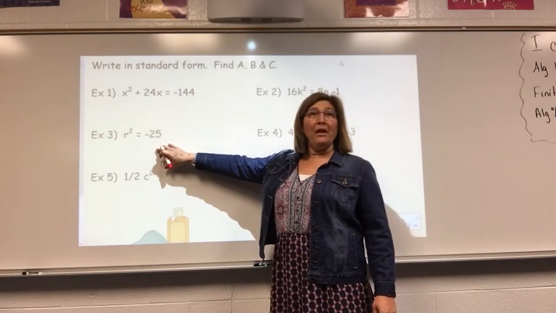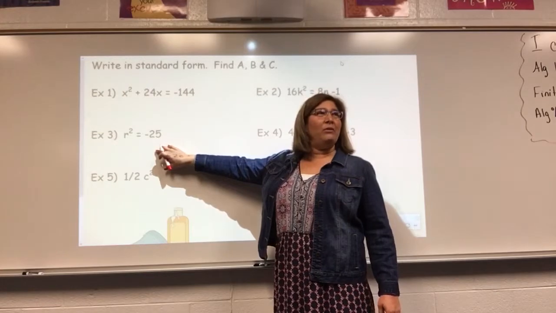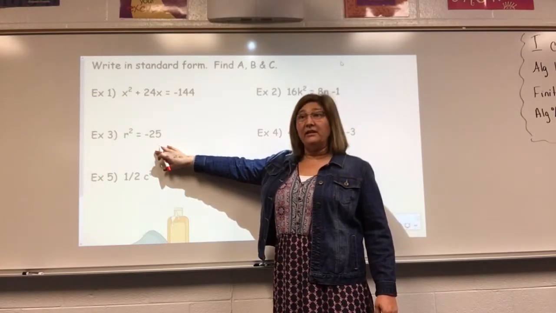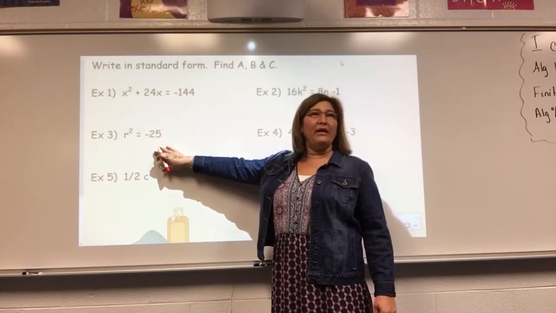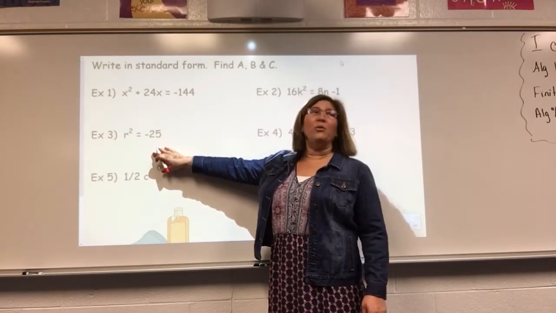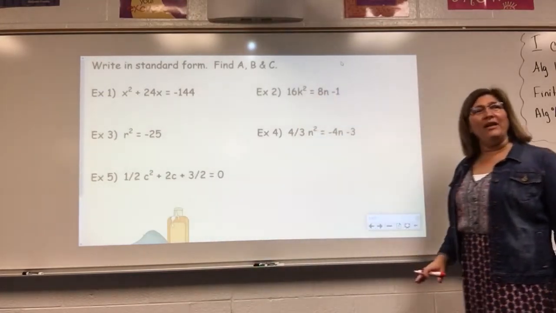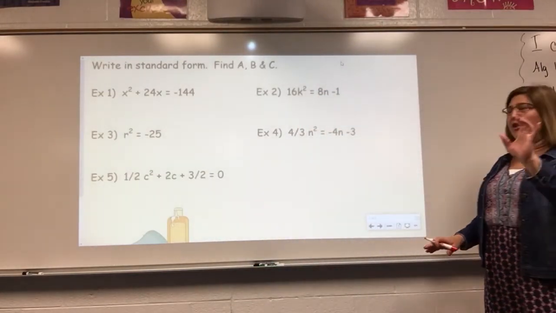Add 25 to both sides. What's your A when you add 25 to both sides? 1. What's your B? 0. What's your C? 25. Sometimes you won't have a nice middle degree.